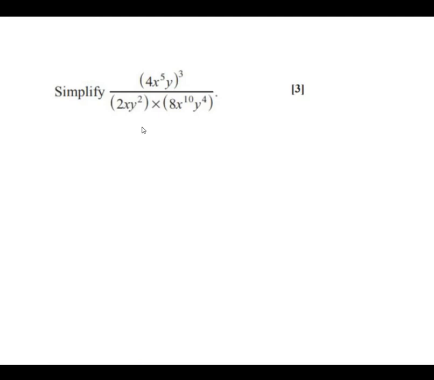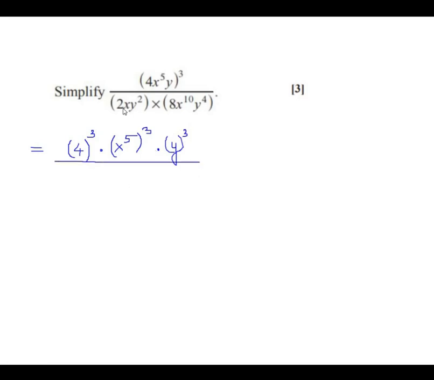Let us look into another example. We can see they have asked us to simplify the given expression. Here we have to distribute the power in the numerator to each of the terms. So in the numerator we can write it as 4 raised to the power of 3 times x to the power of 5 raised to the power of 3 times y to the power of 3. As you can see, this power is being distributed to each term inside the bracket.